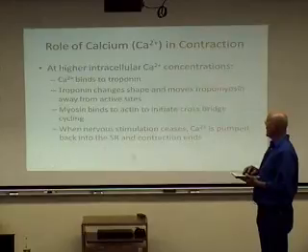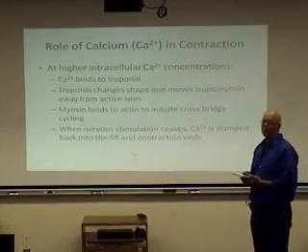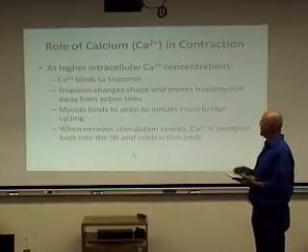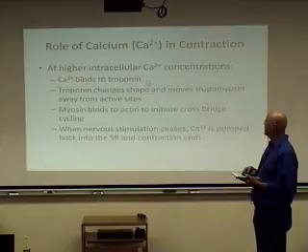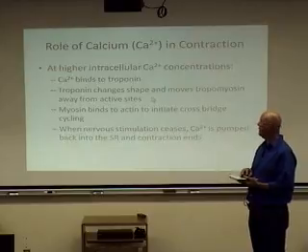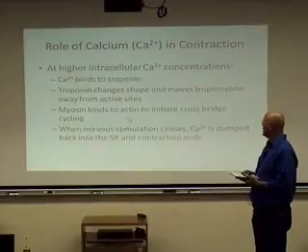However, when we have an electrical impulse that travels down the tubules, it causes calcium to be released from the sarcoplasmic reticulum. That calcium then will bind to troponin. The calcium binds to troponin. It causes tropomyosin to move, exposing the active sites on actin. Myosin can then bind to actin, creating cross bridges and pulling on the actin, causing contraction.